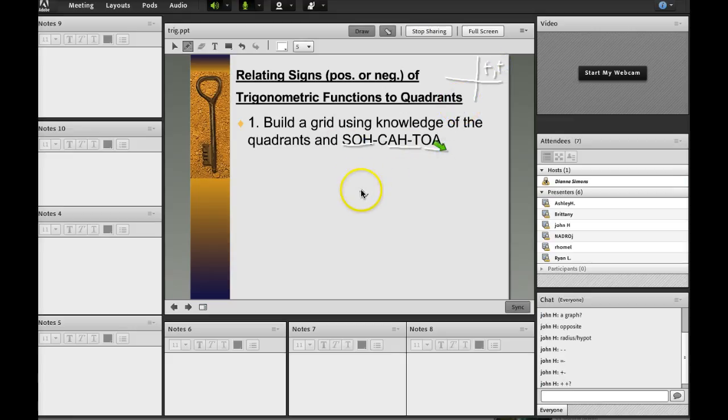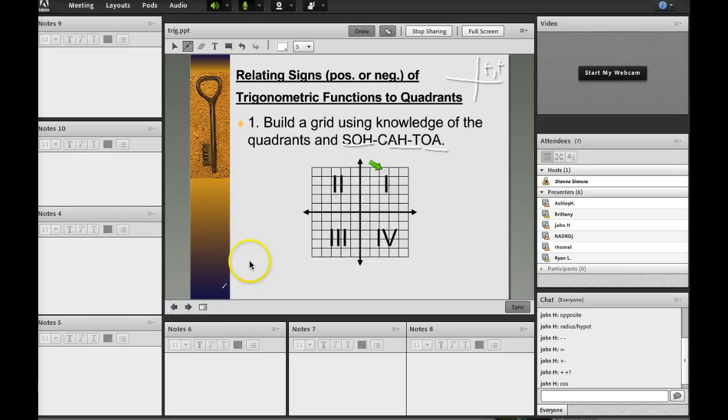SOHCAHTOA, what does that stand for? What this stands for is sine, the S stands for sine, is equal to the opposite over the hypotenuse. What's the C stand for? Cosine, and that's equal to adjacent over hypotenuse. T is your tangent, and that's opposite over adjacent. This is just a little device to help you remember.